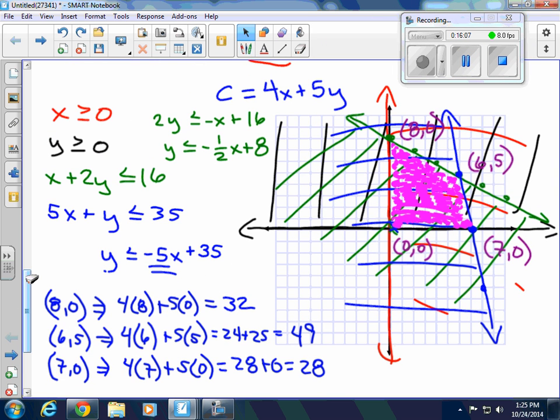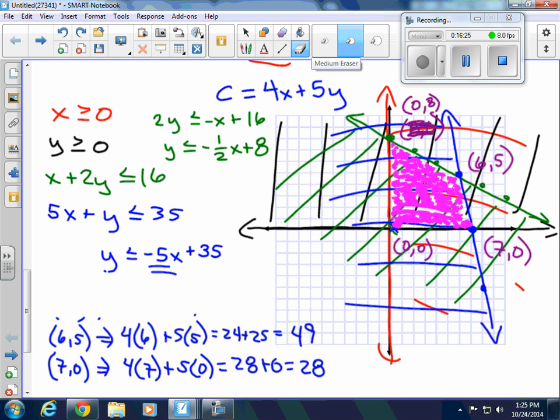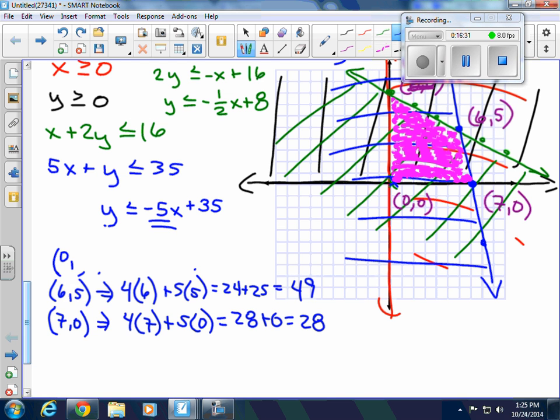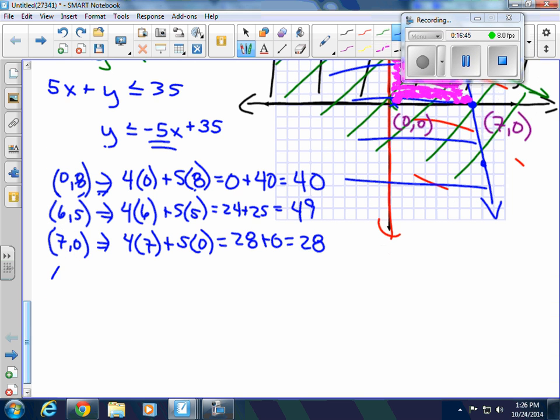And actually, we wrote this top one wrong. That should be the ordered pair 0, 8, not 8, 0. So we'll redo that top one at 0, 8, which gives us 4 times 0 plus 5 times 8. So that's 0 plus 40, which is 40. And then the last one we had was 0, 0, which is obviously going to give us nothing.